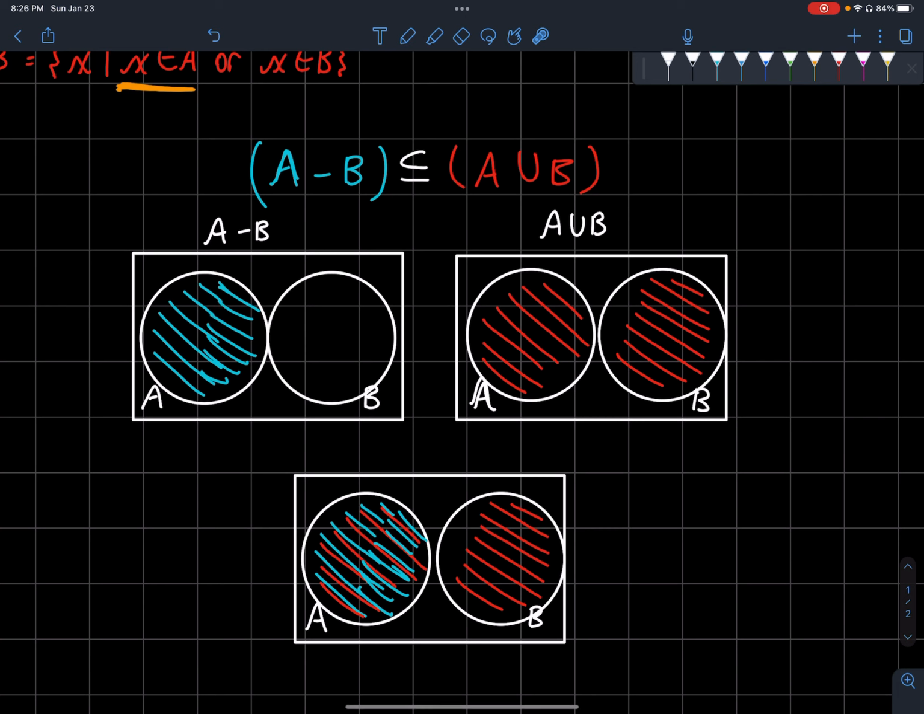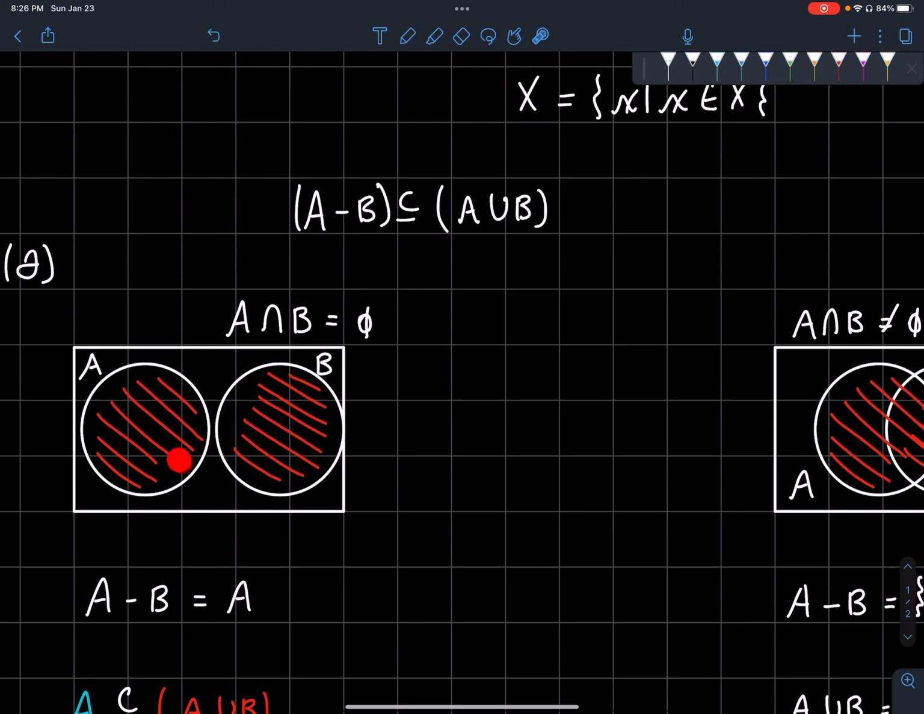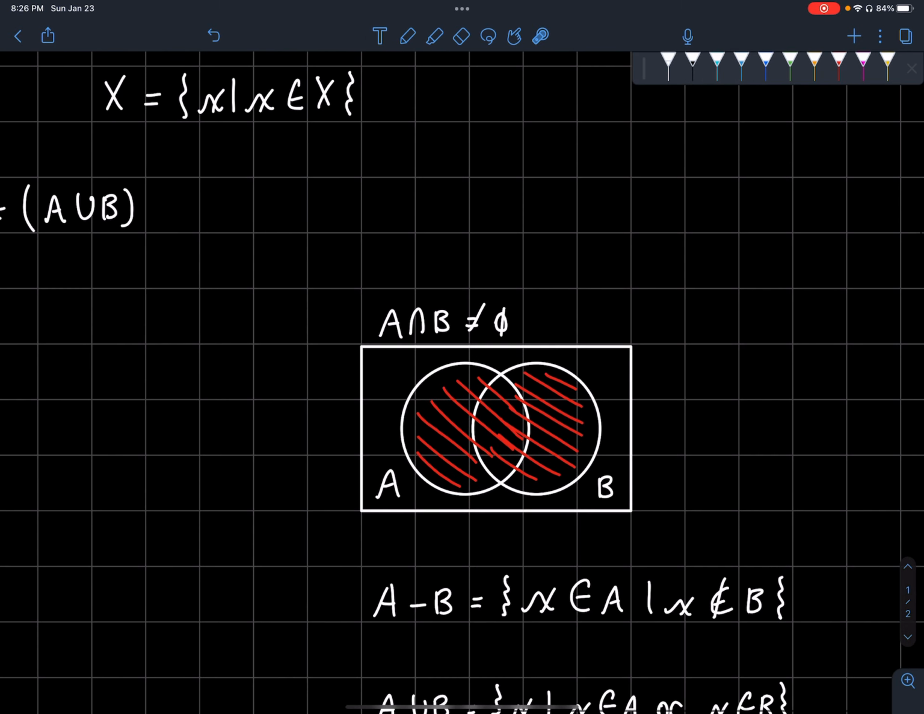A union B is everything in A and everything in B. And we can see that when we overlap the two Venn diagrams, the blue and the red, the blue is a subset of the red. So A minus B is a subset of A union B, excuse me. Great, so that's the situation if there are no intersecting parts. But what if there are intersecting parts? What if they do intersect?